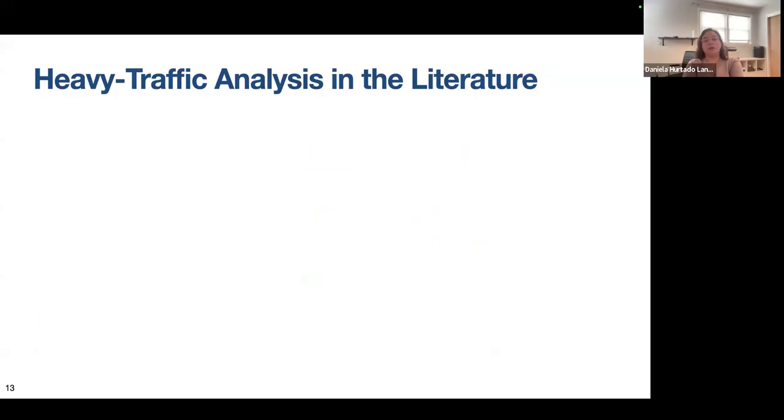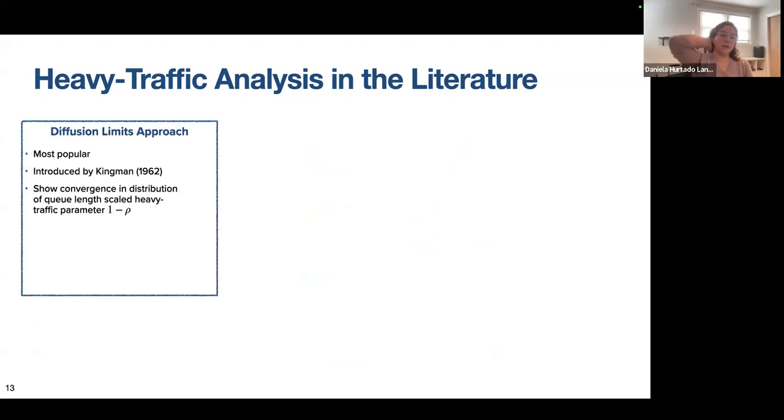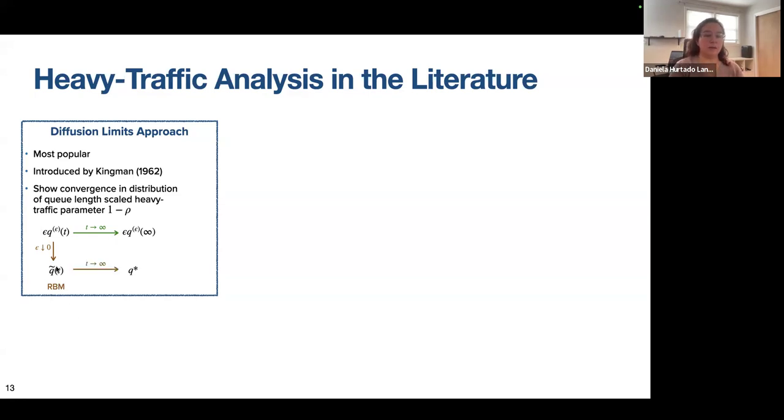So I'm not the first one doing heavy traffic in life, of course. For a long time, the most popular approach for heavy traffic analysis was the diffusion limits approach, where, as similarly to now, we want to study the scaled vector of queue lengths, or single queue lengths, and we want to understand its behavior in steady state. However, this limit is hard to take. So people started taking the heavy traffic limit first and proving convergence of this scaled queue length to a reflected Brownian motion, and then studying the steady state of this reflected Brownian motion.